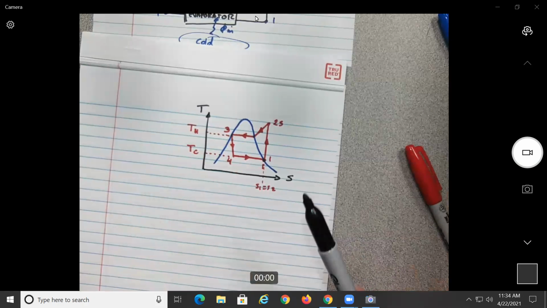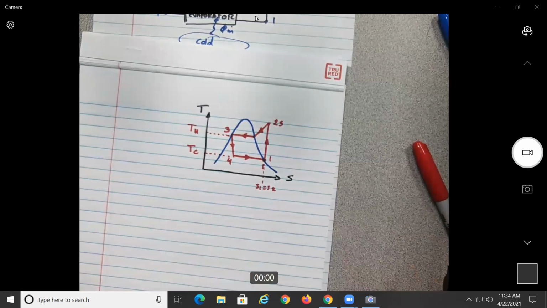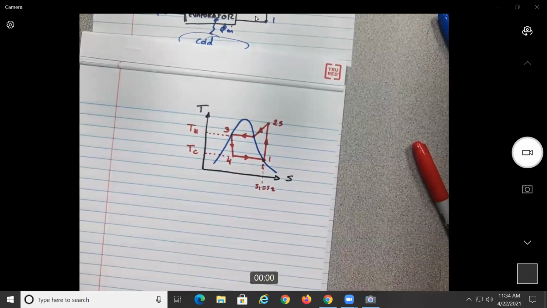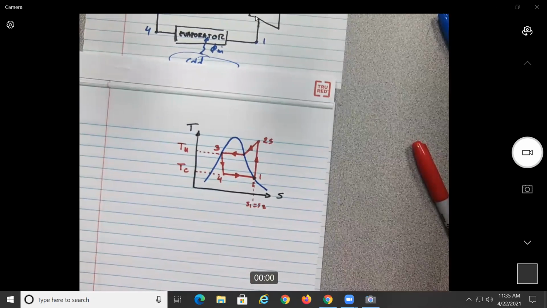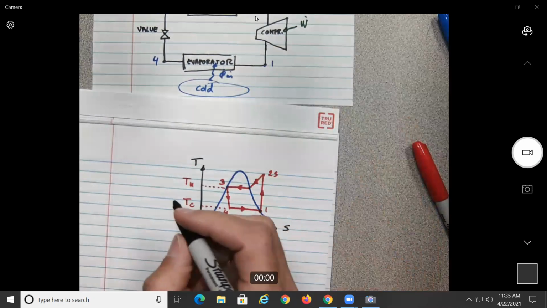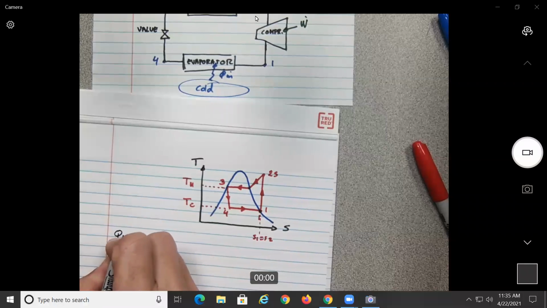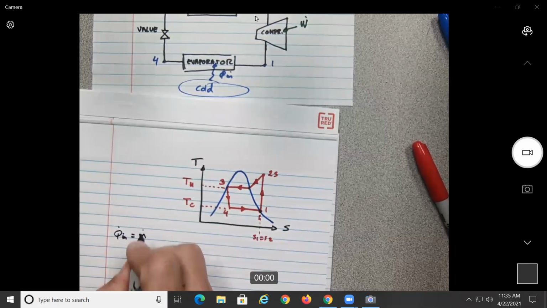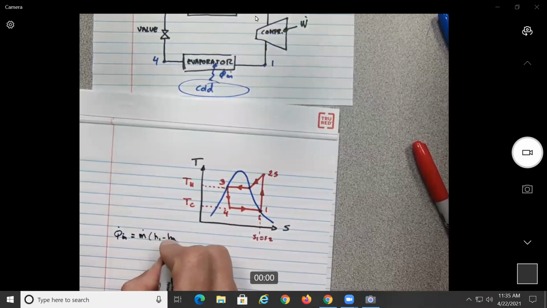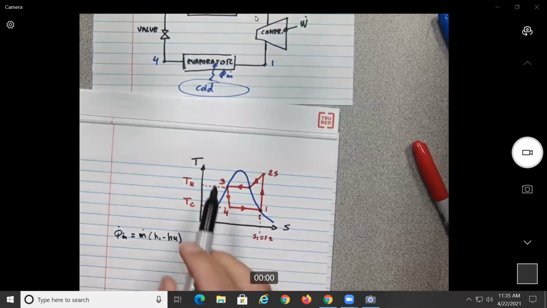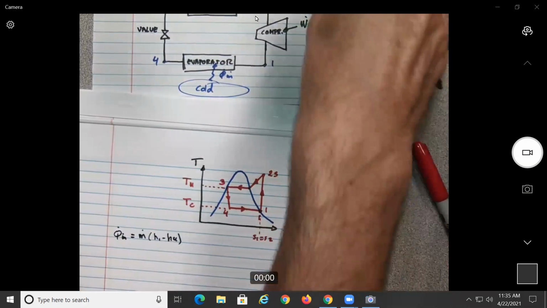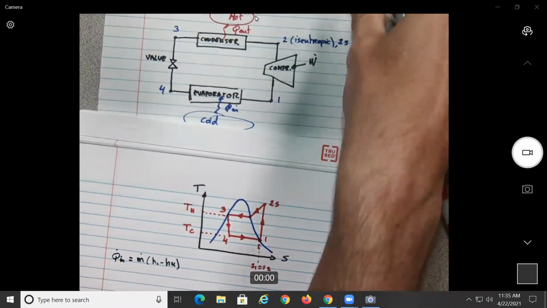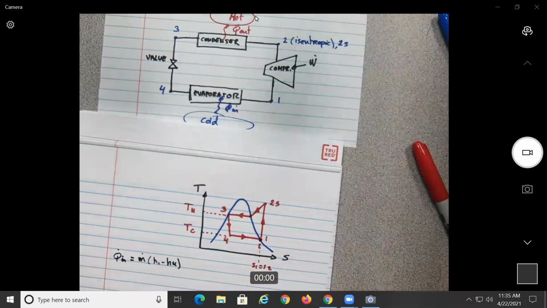So now, if we needed to look at the relation of, so let's see. We look at this figure and compare to this one. What should be Q in? Q in should be equal to the mass flow of what? H1 minus H4, no? This is like we have the cold system that represents, we look at this figure, Q in H1 minus H4, okay?